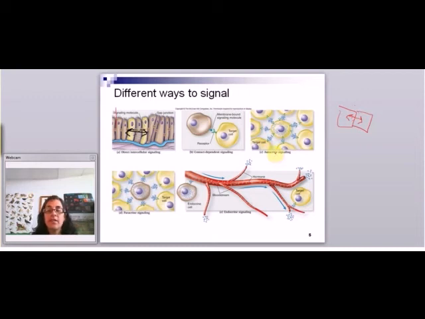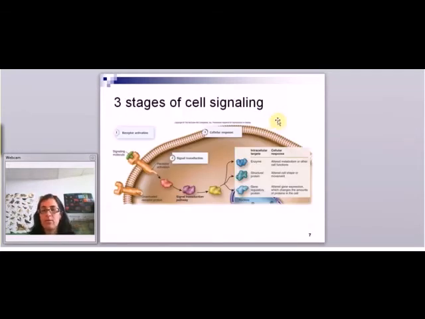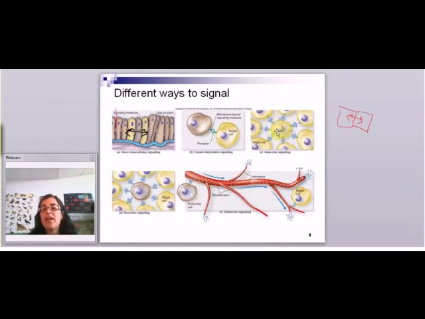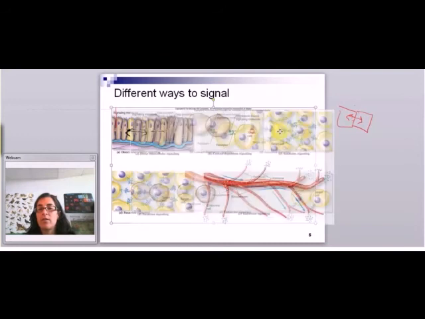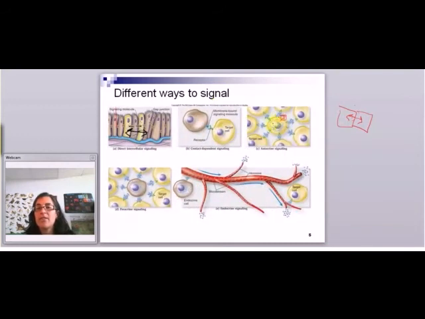Autocrine signaling comes from, or the significant part of this is the auto part, which means self. So this is when a cell, and this is the cell in the center here, this cell in the center here is going to send out signals. So this cell in the center is going to send out the signal.